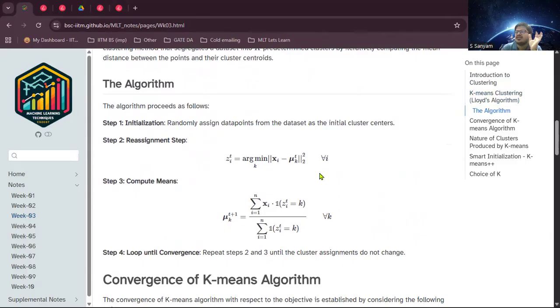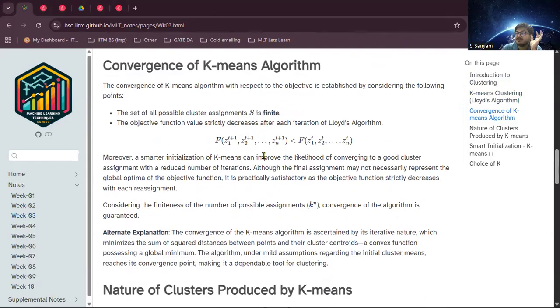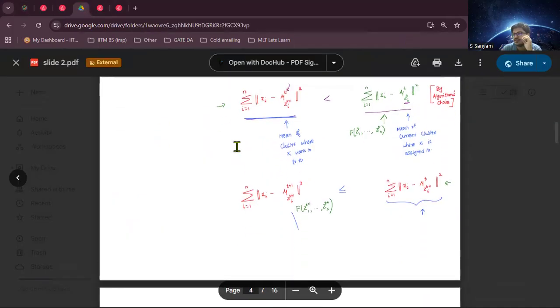Initialization: randomly assign the data points. We have discussed this. No, we have not discussed this. We have time to discuss.